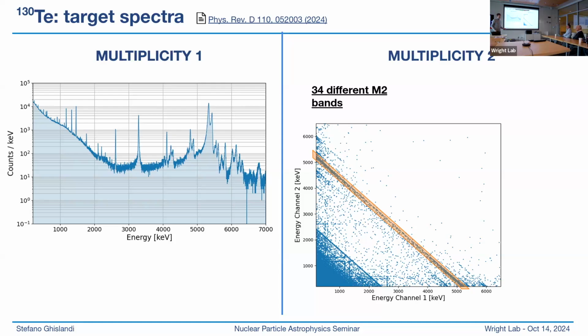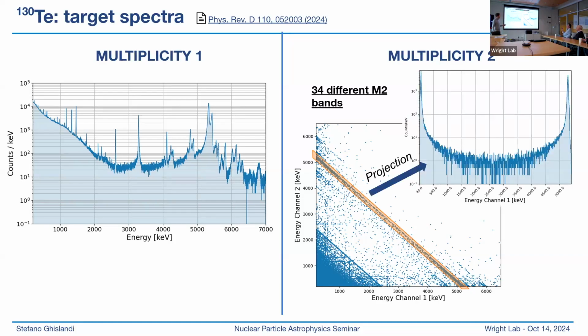decay of polonium-210. And by repeating this for all the different bands, you can project these bands onto one of the 2 axes and get for each band a 1D spectrum, which is something like this. So you take this, you project, and you have something like this, which is very similar to the multiplicity 1 and can be easily fitted. As I was saying before, 80 background components times 1 plus 44 M2 bands. So these are very complicated simultaneous fits.